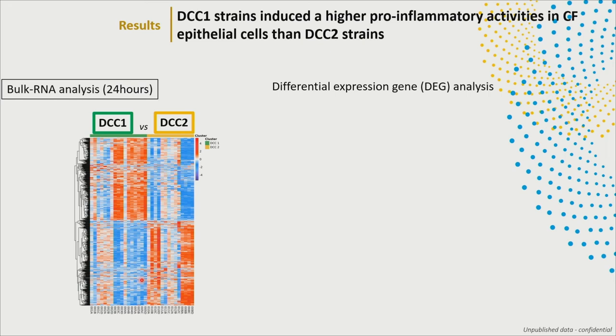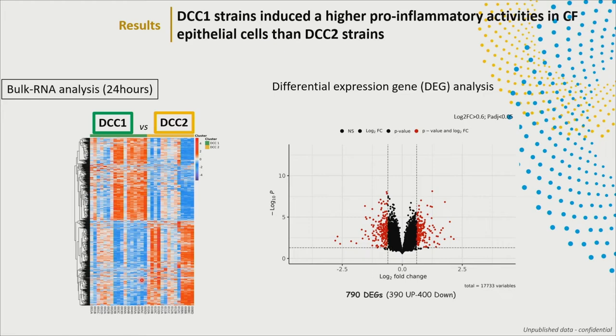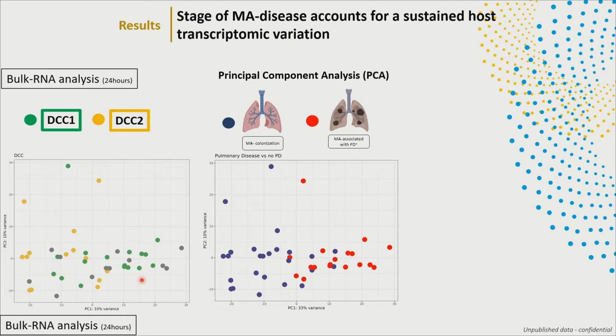So we went ahead and evaluated the differentially expressed genes observed in this stratification, and we found over 700 genes differently regulated in cells treated with the dominantly circulating clone 1 and the dominantly circulating clone 2. But we also wanted to stratify our sample based on the disease-associated stage. And as you can see here, we achieved a greater host-transcriptomic separation when we stratify for this particular feature.